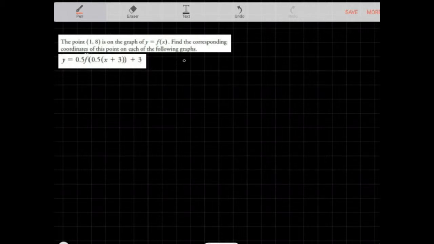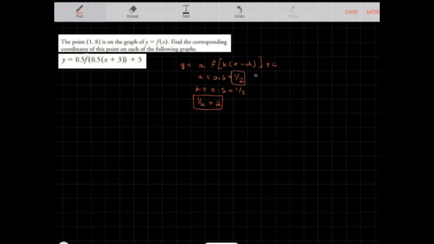So let's look at a template of the transformed function: y = a f(k(x - d)) + c. We know that a is the vertical modification factor, 1/k is the horizontal modification factor, d is the horizontal shift, and c is the vertical shift. a here is 0.5 or 1/2, k here is 0.5, which is 1/2, so 1/k is 2. These are the values that we should be looking at. d here is -3 and c here is +3.